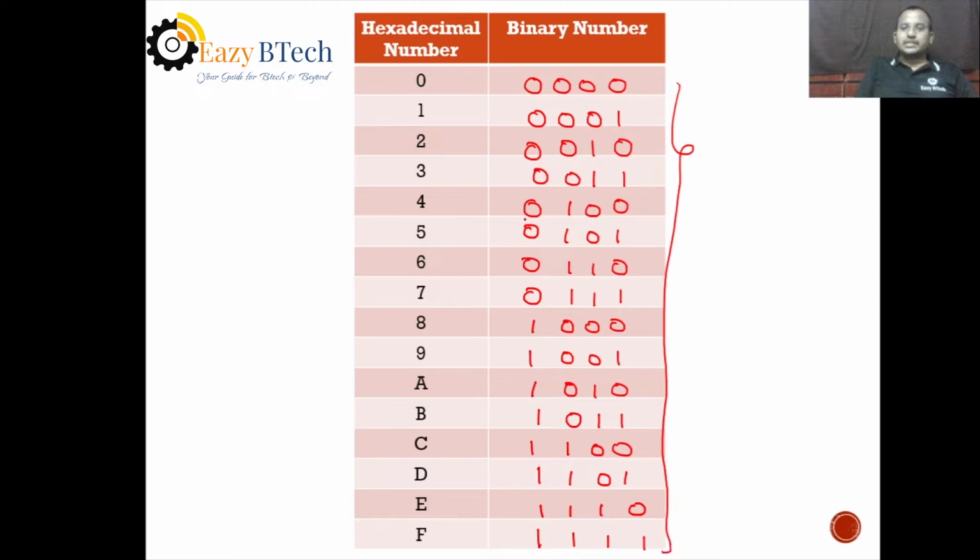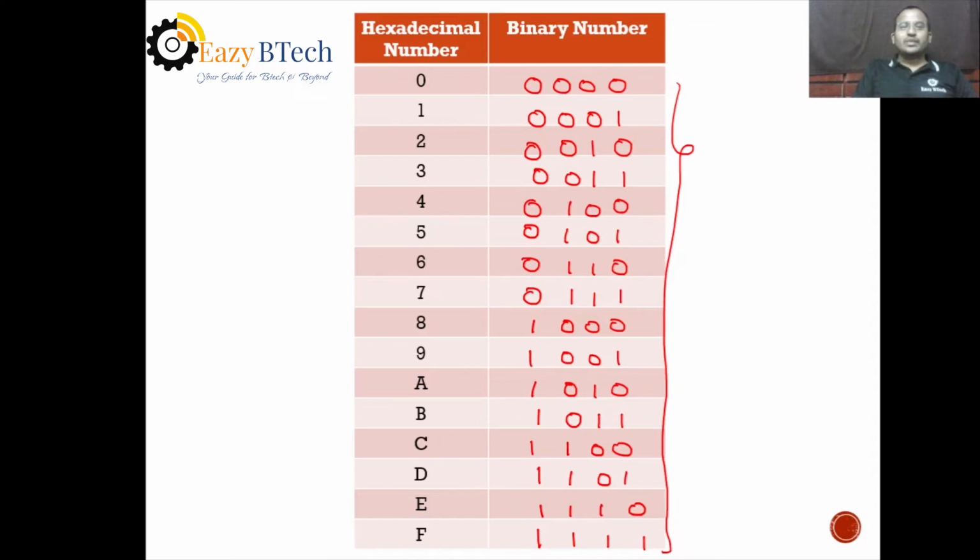So each hexadecimal digit can be represented with a corresponding 4-bit binary number, or the other way around, each 4-bit binary number can be represented with a single hexadecimal digit. That is why the hexadecimal number system is also a compact way of representing binary numbers.